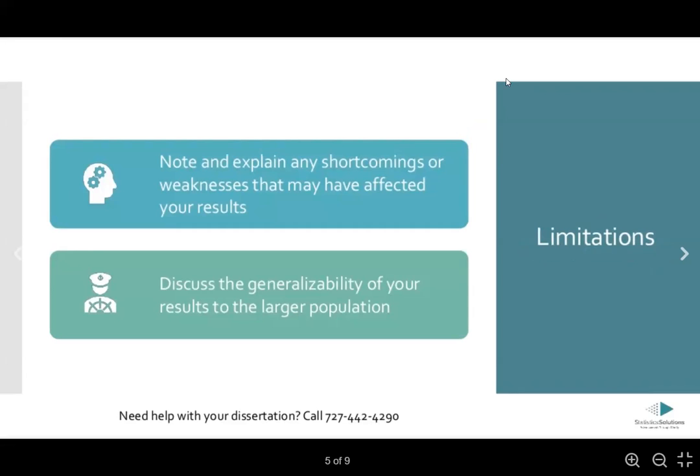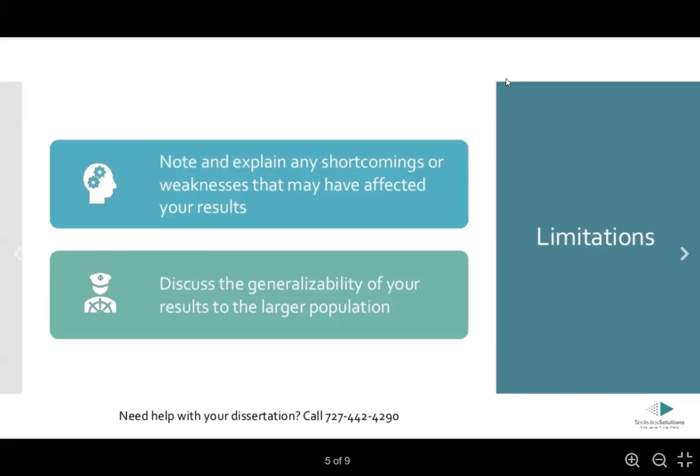One thing to note here is that limitations should only be things that occurred that had the potential to change your results. So I just want to make sure to draw the distinction between a challenge in your data collection or data analysis, versus an actual limitation.